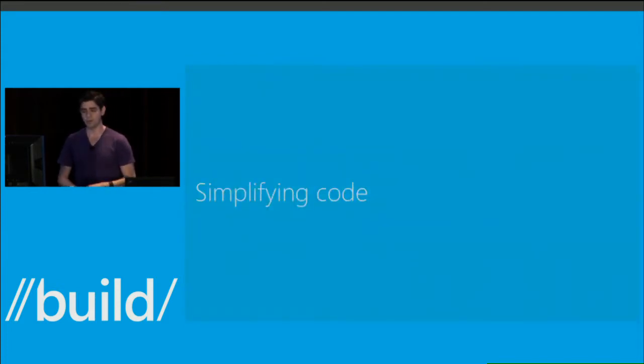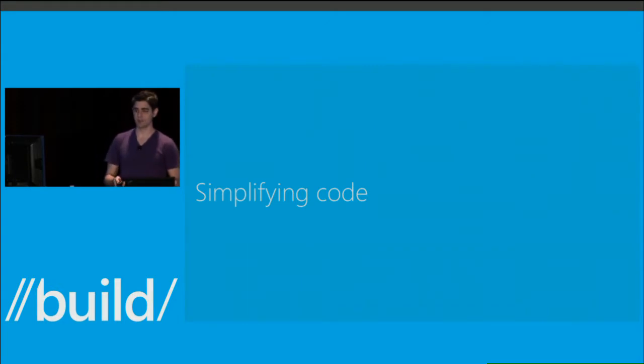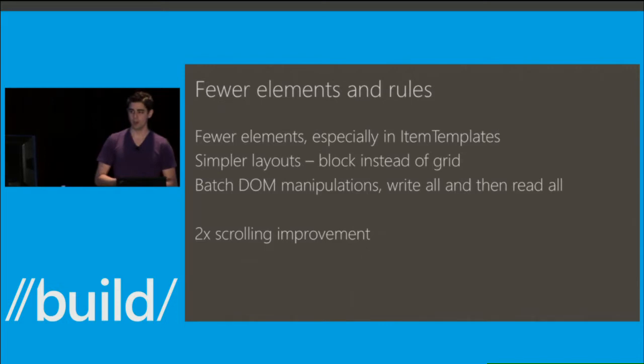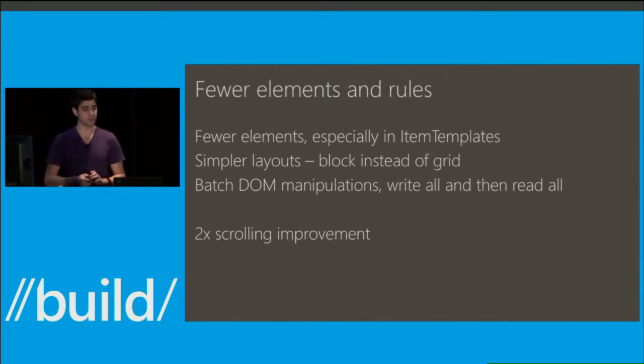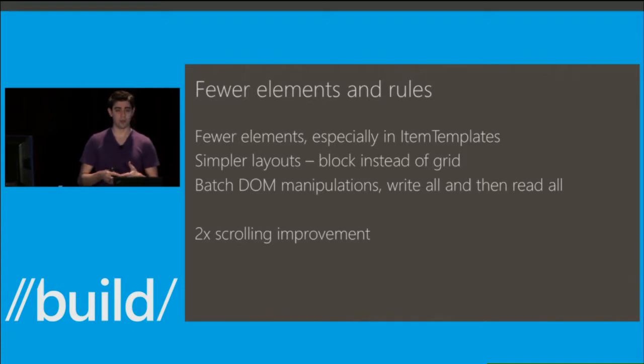Another area that we focused on is really simplifying code. What do I mean by that? A couple things. One of them is just having fewer elements and fewer rules. It really is that simple, especially if you're using item templates in a list view. We looked through our list view item template and found that we had some divs that were grids, and then inside them there were some more grids and some more grids.